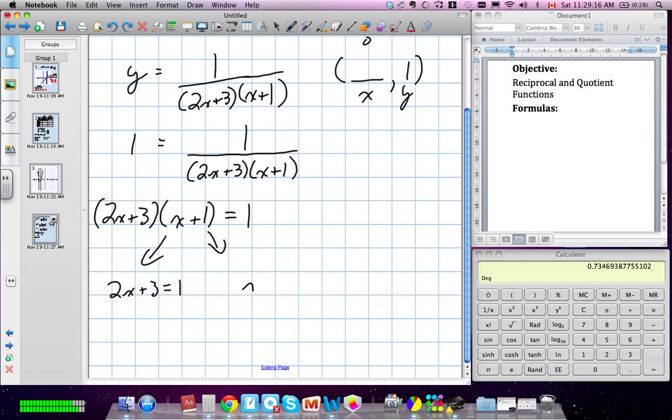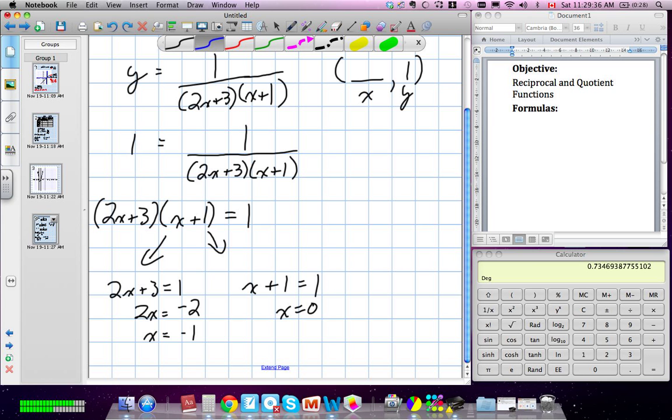Okay. So in this instance, when I bring 3 over, it becomes negative, so I get negative 2. And then we'll get x is equal to negative 1. And in this case, we'll get x is equal to 0. So my two coordinates for when y is 1 are at 0 and negative 1.